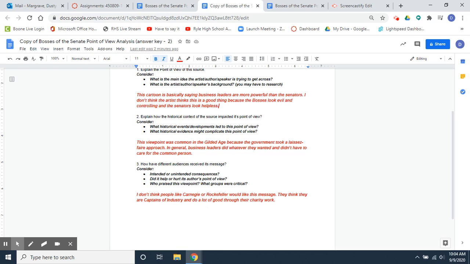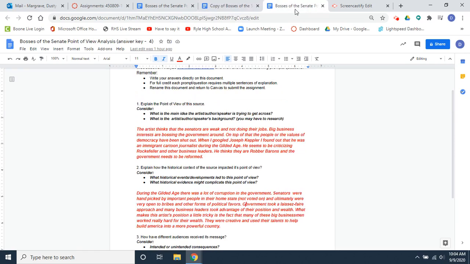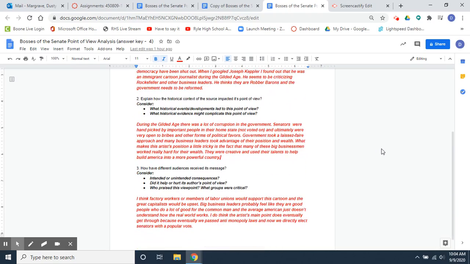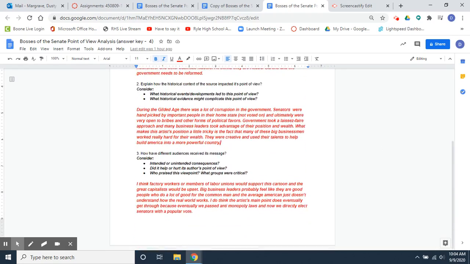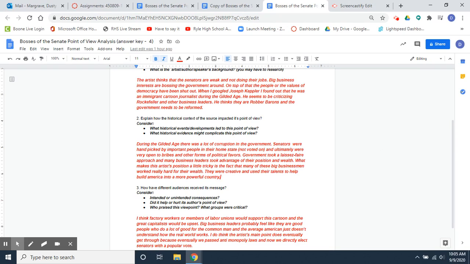Now, I want to show you a top level response. This one over here is a 4. And you can just see right off the bat that this person wrote more. Now, just because you write a lot doesn't mean it's a better answer, but you can see it's much more detailed. I'm not going to read all of this, but I'll leave it up here on the screen so that you can pause it and read it if you wanted to.